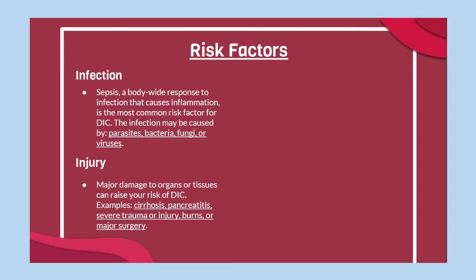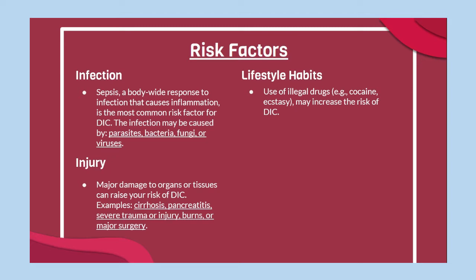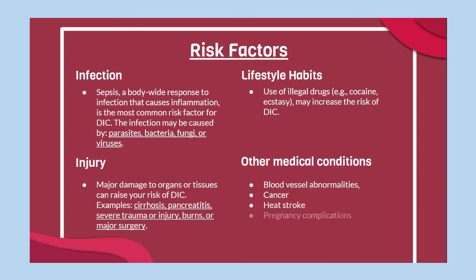Examples of diseases that cause major damage to organs or tissues are cirrhosis, pancreatitis, severe trauma or injury, burns, or major surgery. Next risk factor is lifestyle habit. The use of illegal drugs like cocaine and ecstasy may increase the risk of DIC. Next are other medical conditions like blood vessel abnormalities, cancer, heat stroke, pregnancy complications, and severe immune reactions.